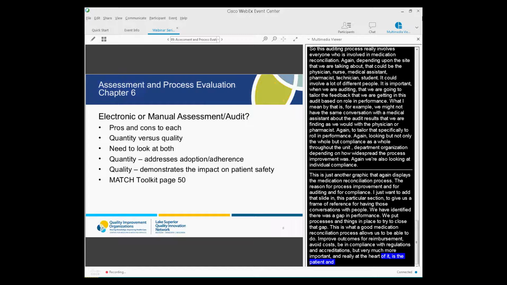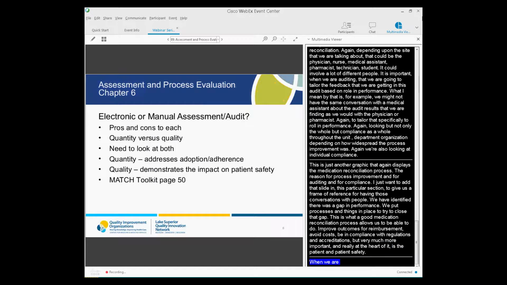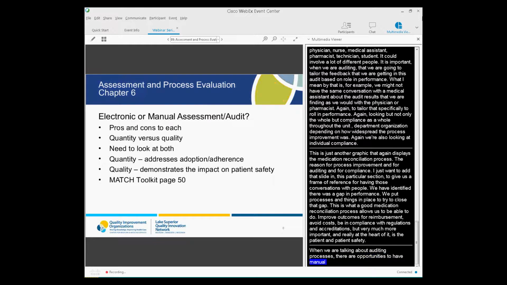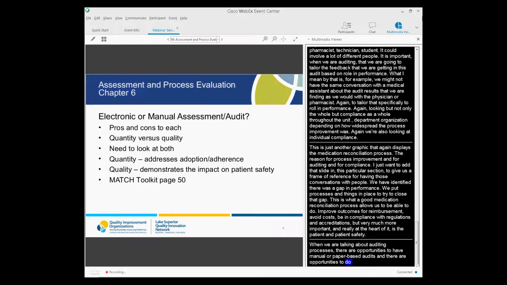So when we're talking about auditing processes, there are opportunities to have manual or paper-based audits, and there are opportunities to do electronic forms of audits through the electronic health record. So there are pros and cons to each approach.